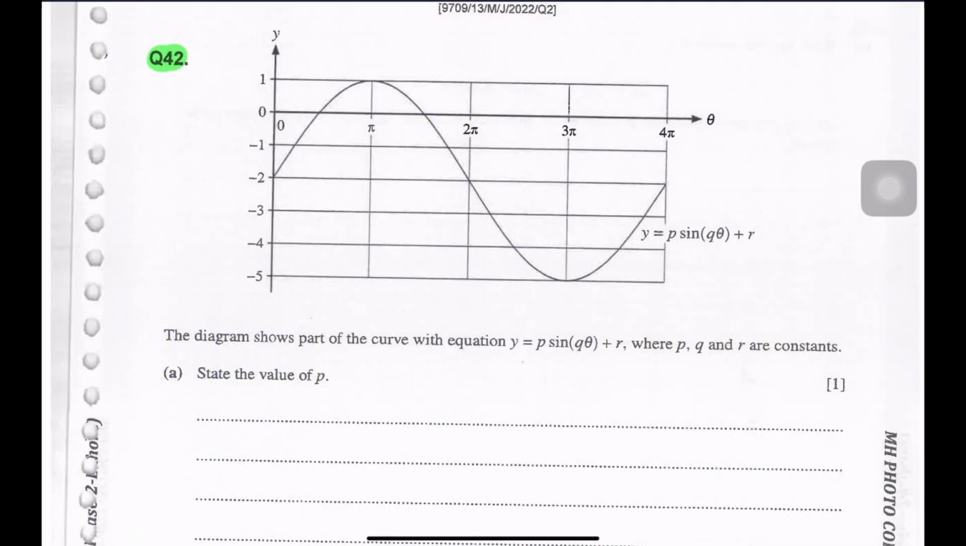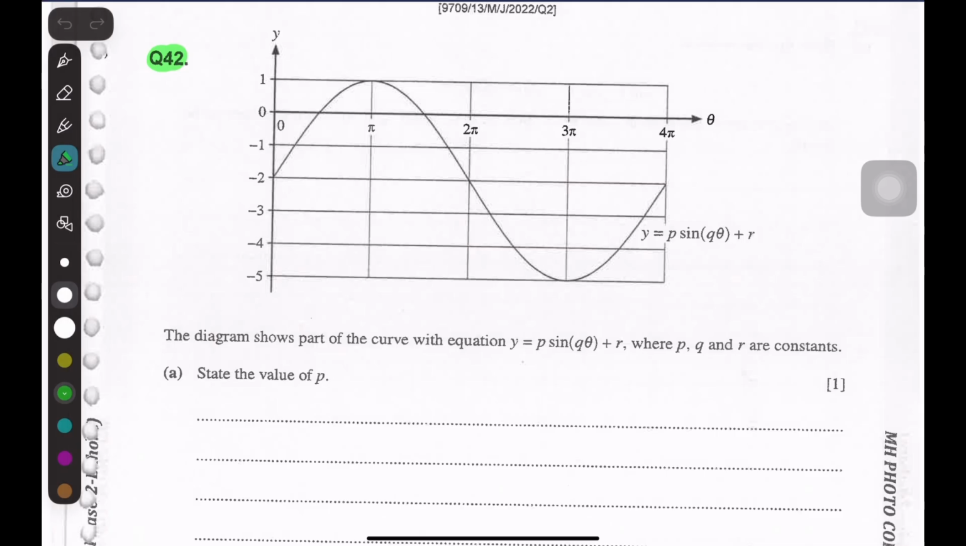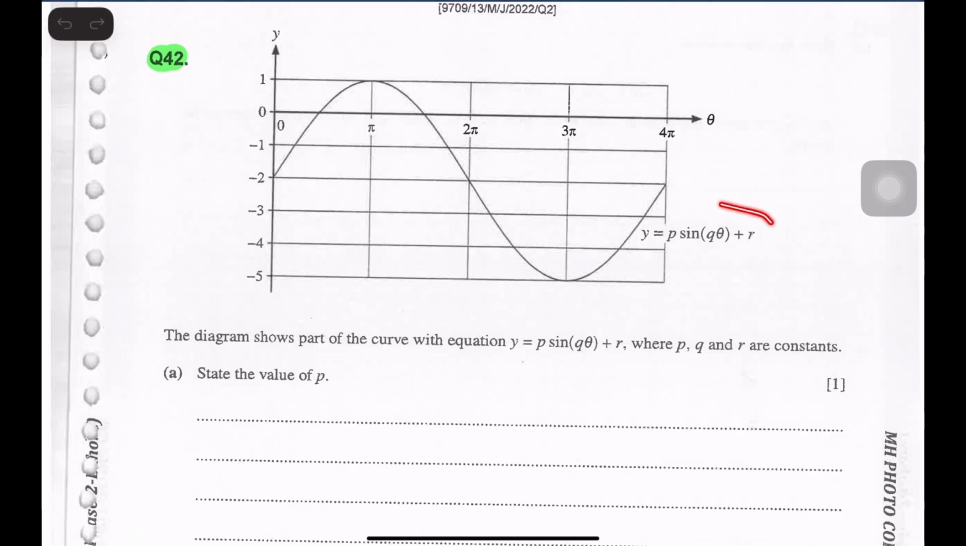Alright, so the first question, they've given us a graph, a trigonometric graph, which is a sine graph, and they've given us the equation for it. So the equation is given with some unknowns, and we have to basically find those unknowns. So first, let's just go over what each unknown over here represents.